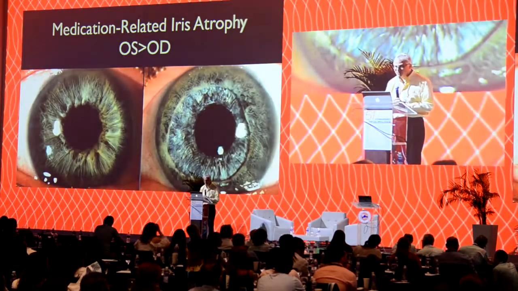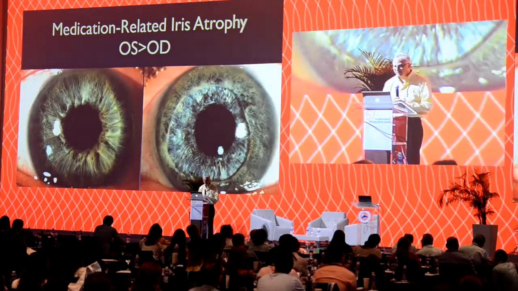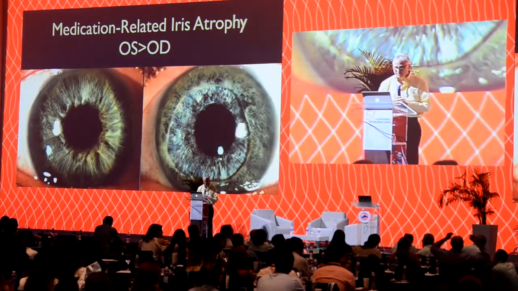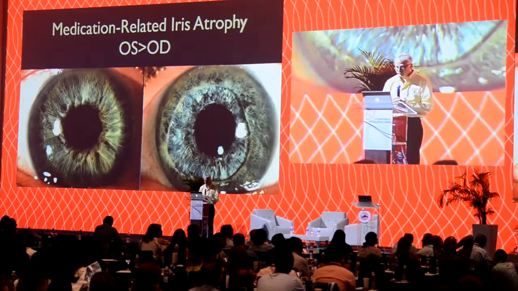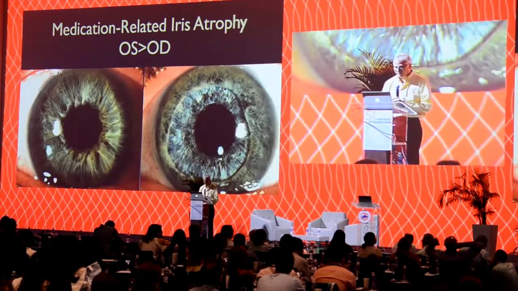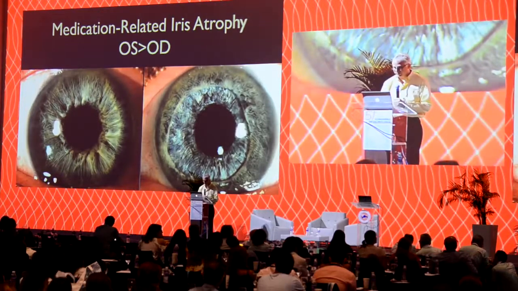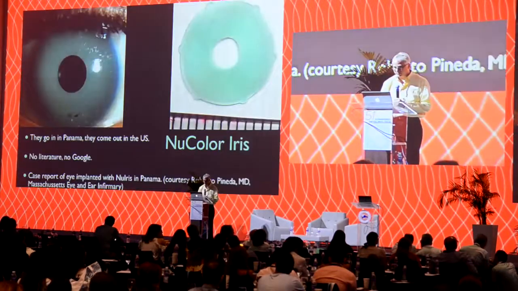Here's a patient that had medication-related iris atrophy, worse in the left eye than the right. In the left eye, there was a bunch of pigment loss. In the right, the sphincter was bad, but that's all. We put a cerclage suture on the right eye. We put a device in the left eye, and here's the 2 eyes next to each other. Very happy patient, very happy result.